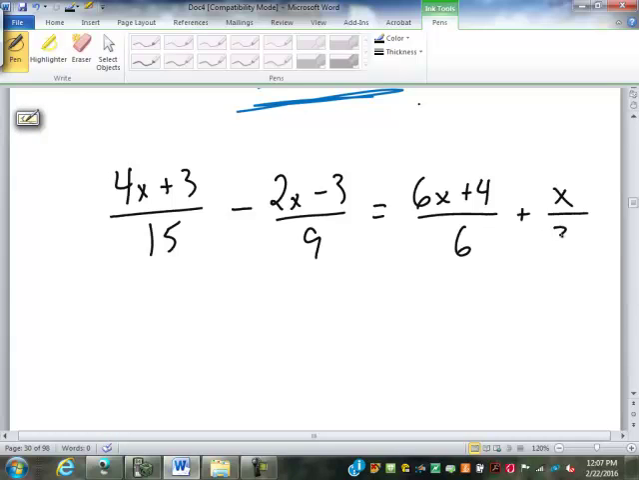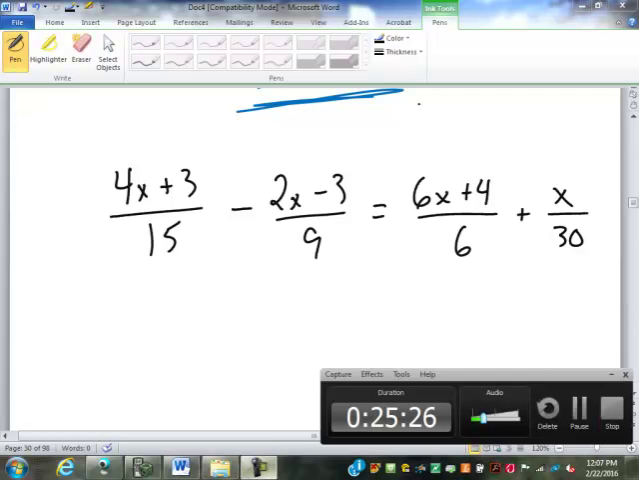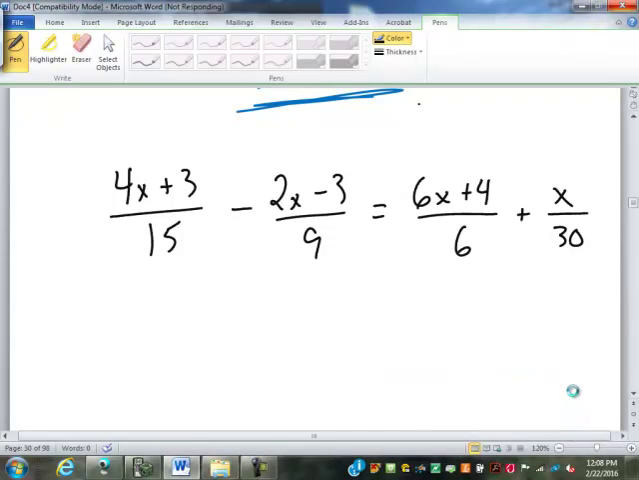On this one, solve for x. Take some time in your notes. We'll discuss it in a minute. Anybody have an answer yet? Or do you need more time?